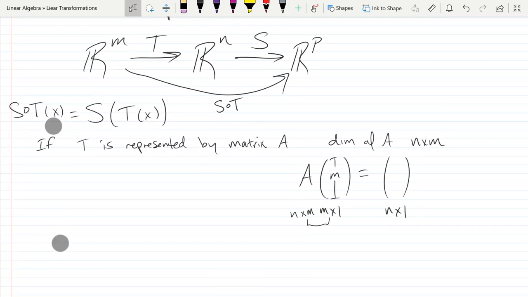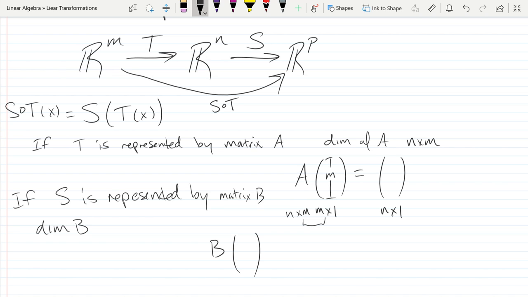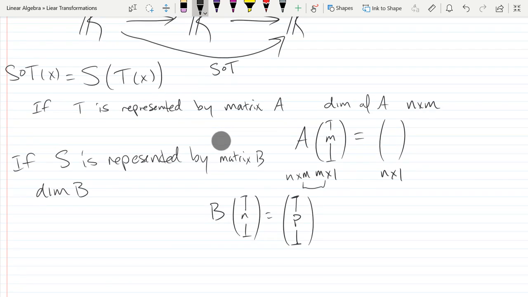All right, so now I want you to figure out the dimension of, let's see, T represented by A. If S is represented by matrix B, find the dimensions of B. All right, so do that right now. You should have gotten dimension P by N. I did the exact same thing, just slightly different letters down there.